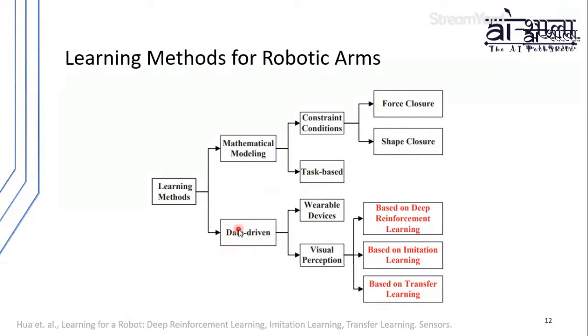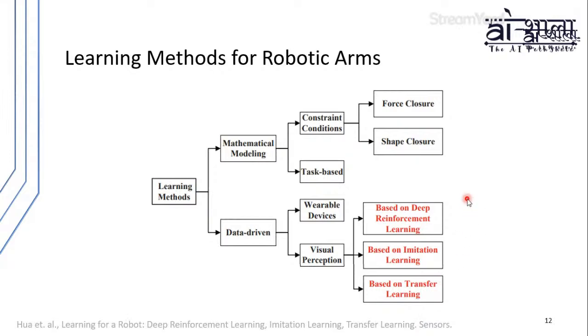So these are the task based. Another is data driven, where we use machine learning extensively, and these can be divided into wearable devices and visual perception. I will not go into the wearable thing, but visual perception means that we have a camera on the robotic arm and it will figure out by itself what to do, right? You will train it, and after the training it will figure out what it needs to do. There are three kinds of things that I can say about it: one is deep reinforcement learning based, second is imitation learning based, and third is transfer learning based.